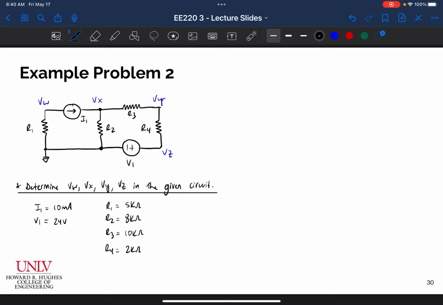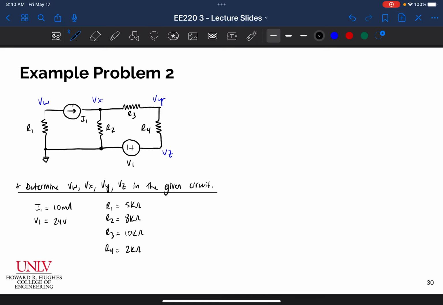All right, so we're going to do another example problem here. This time, another circuit with two sources. And the question is asking us to determine all the voltages that I labeled in the circuit, basically in blue. And so we can take a couple of different approaches here.